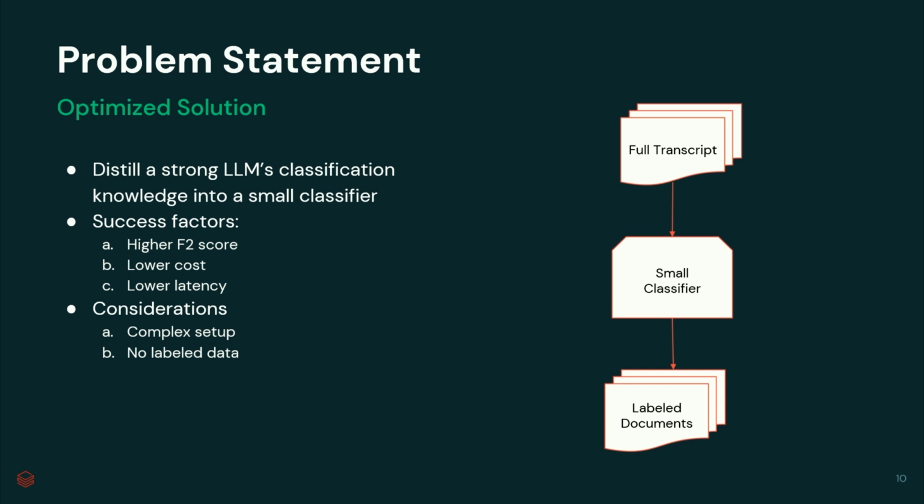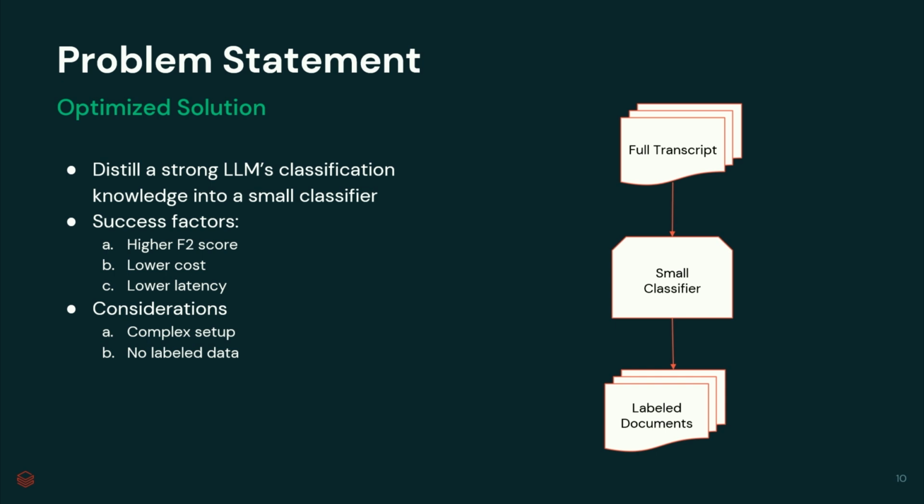So for our optimized solution, we want to distill a strong large language model and its ability to classify, build training data, and train that into our small classifier. Essentially, we want to have just a full transcript, not a summary like in the previous solution. We want to send that full transcript into the classifier and have it output yes, no, true, false predictions for every single label.